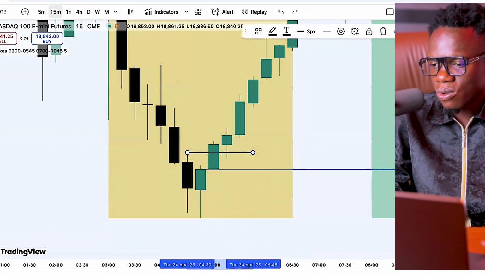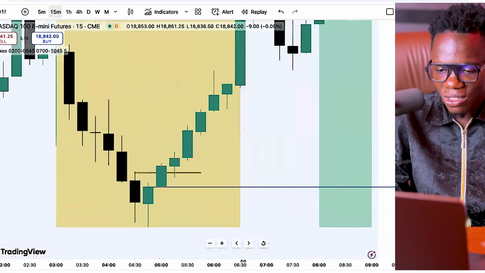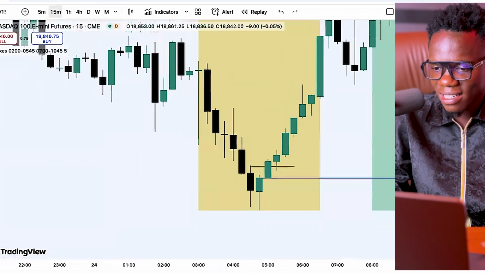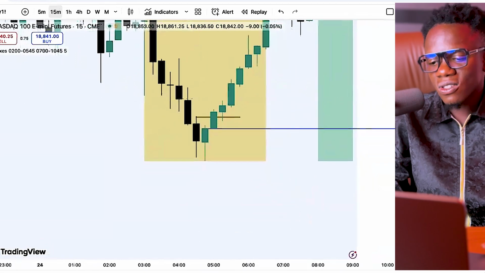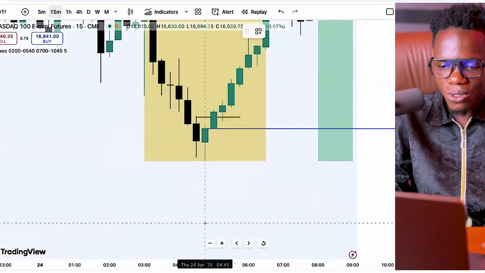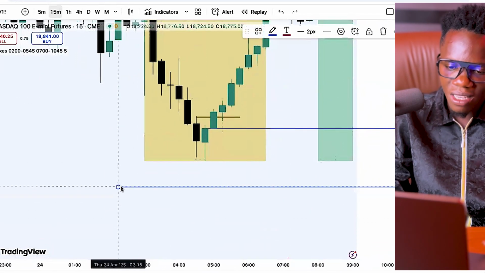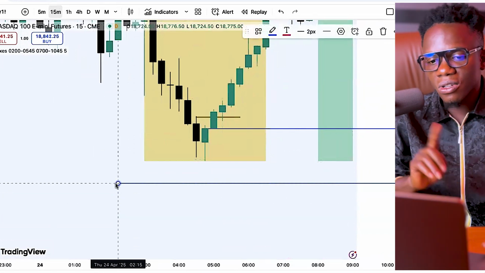My stop loss, of course, there are some people that ask questions about stop loss, but I don't think at this level you should be asking questions about stop loss. Stop loss could be anywhere. It depends on your risk management style. Stop loss could be here, stop loss could be here, however you want to place your stop loss.